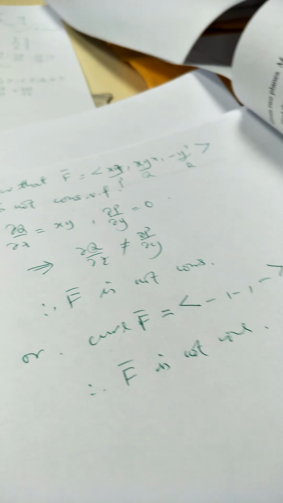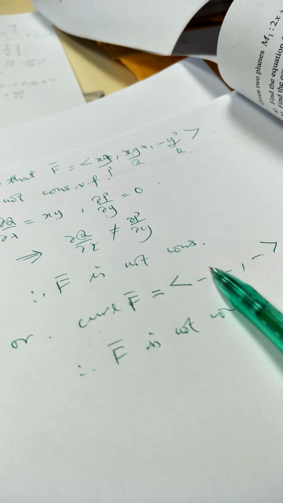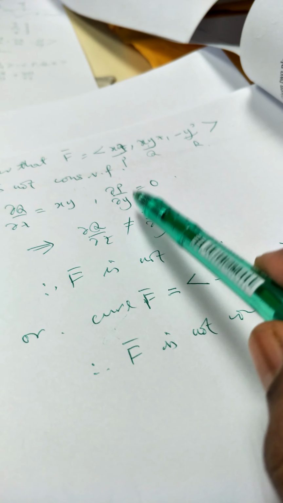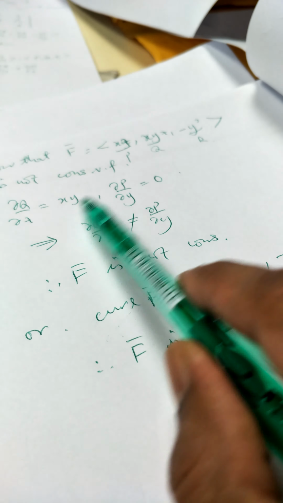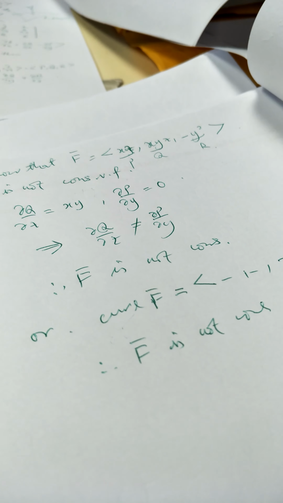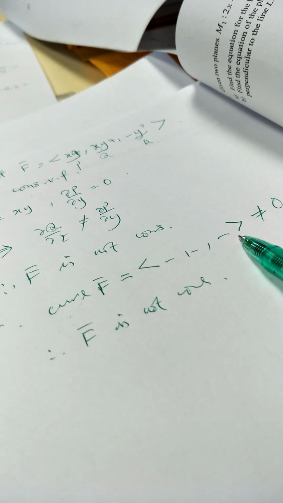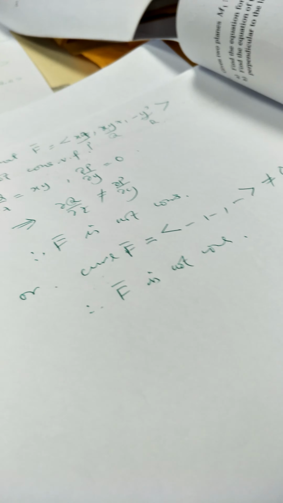For example, the first component here is del Q del Z minus del P del Y. So xy minus 0 is xy, so it's not 0. You can find the second component, you can also find the third component. So therefore F is not conservative.